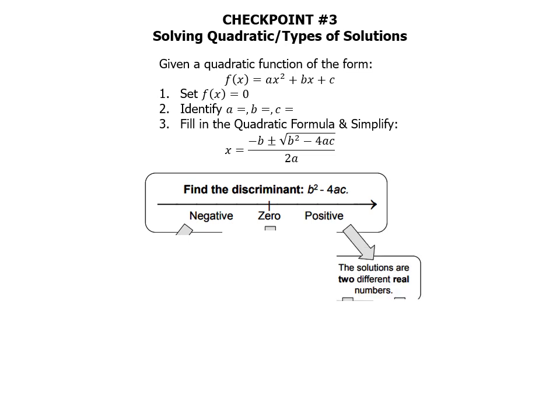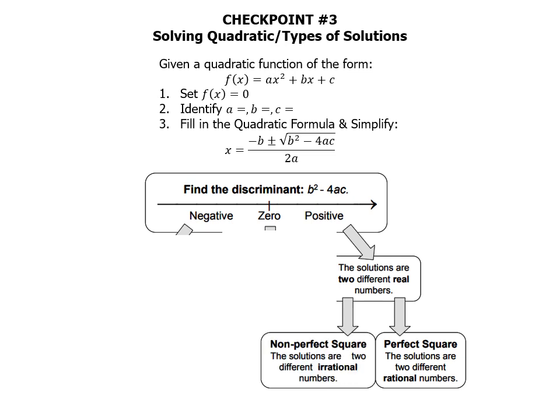If it's positive, we could have 2 different real solutions. First, it could be a perfect square, and that gives us 2 different rational solutions. It could be a non-perfect square. The solutions are 2 different irrational numbers, so that's still crossing the x-axis twice. The discriminant could be 0. That means we have 1 rational solution.